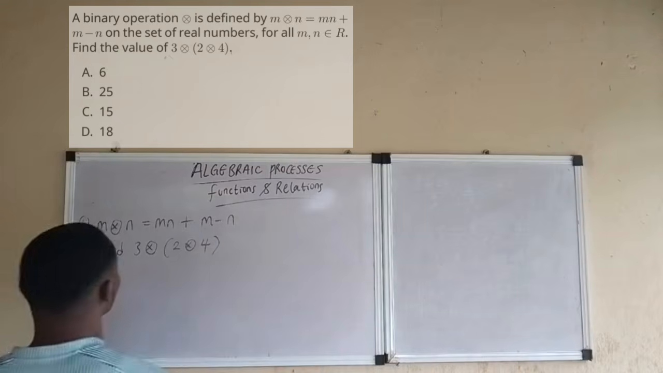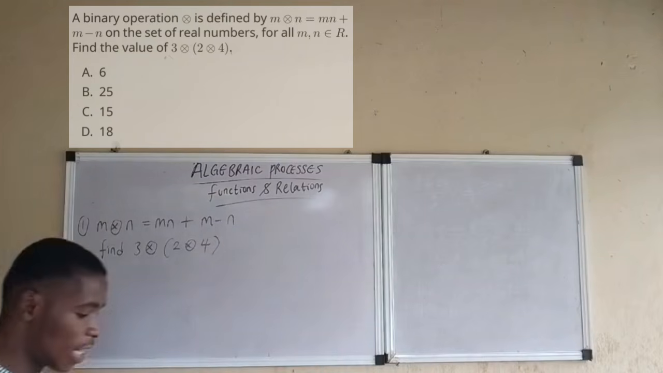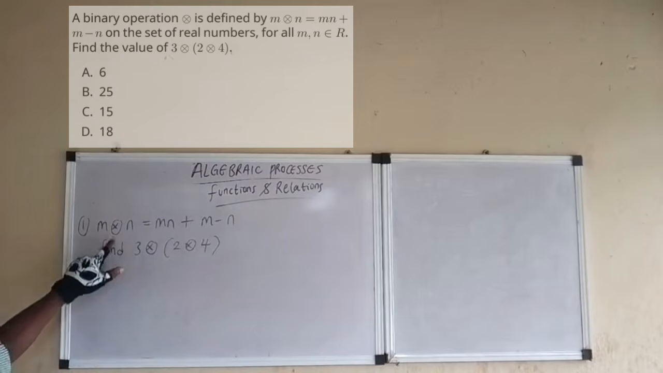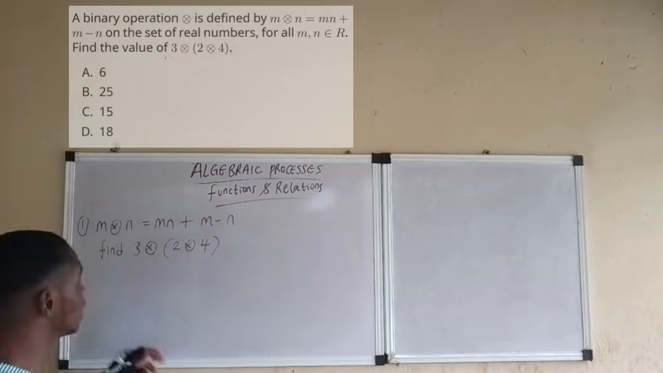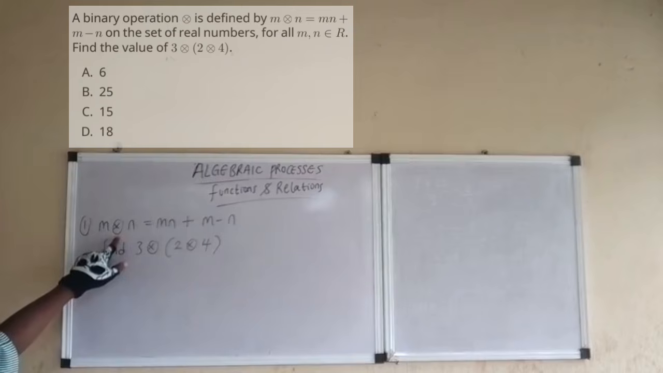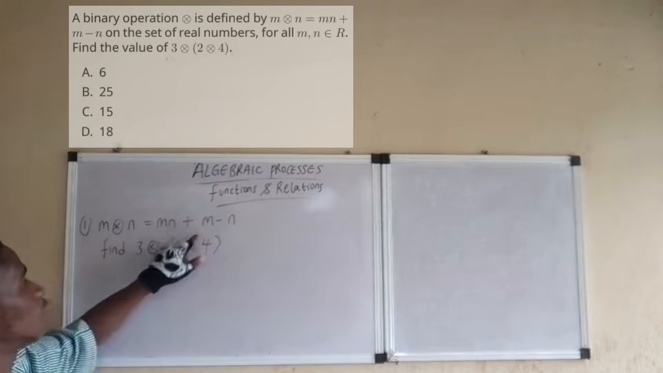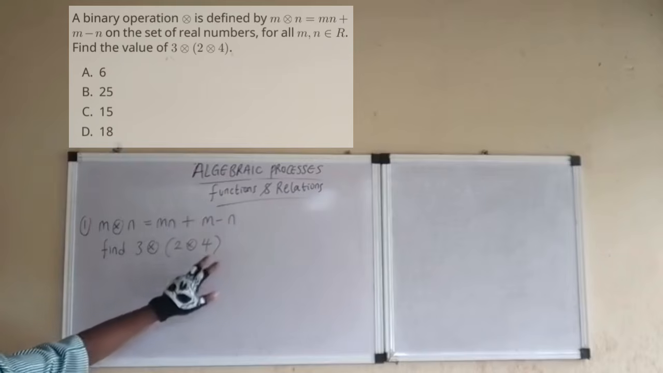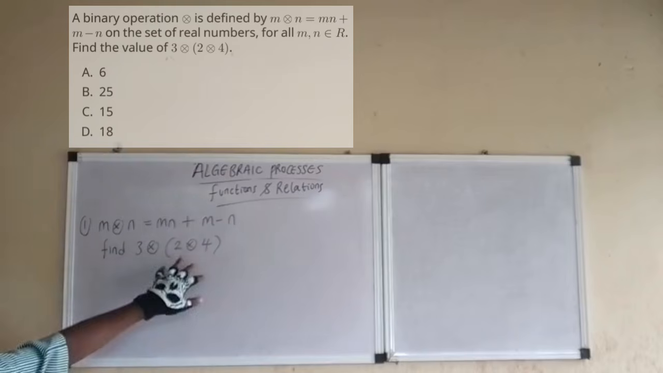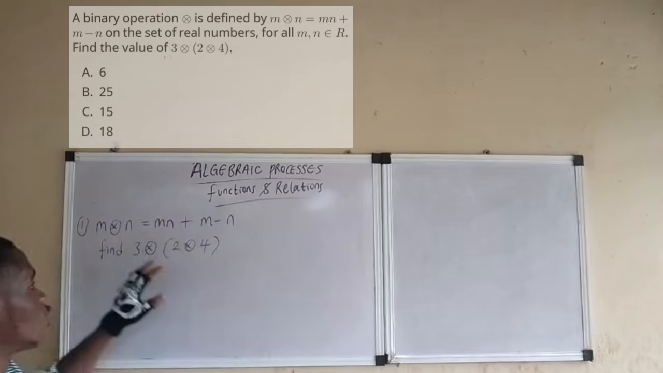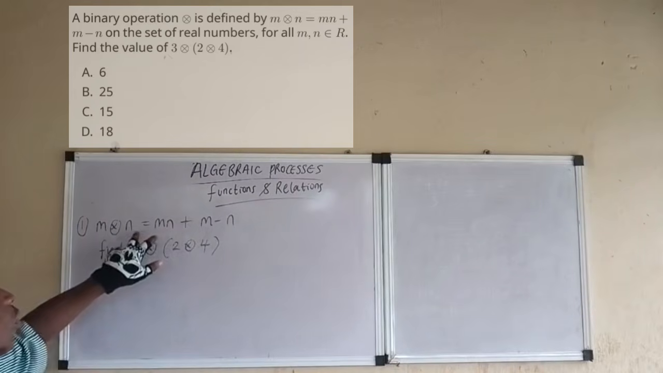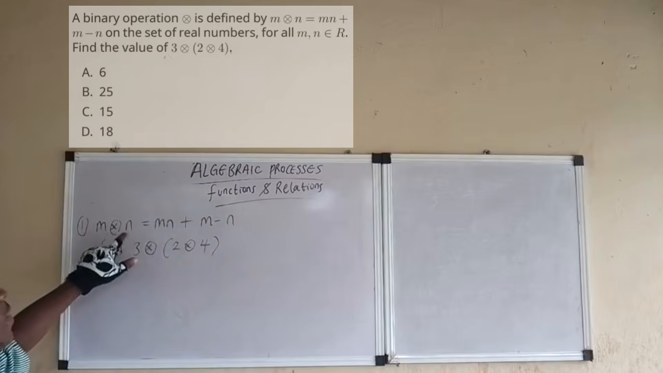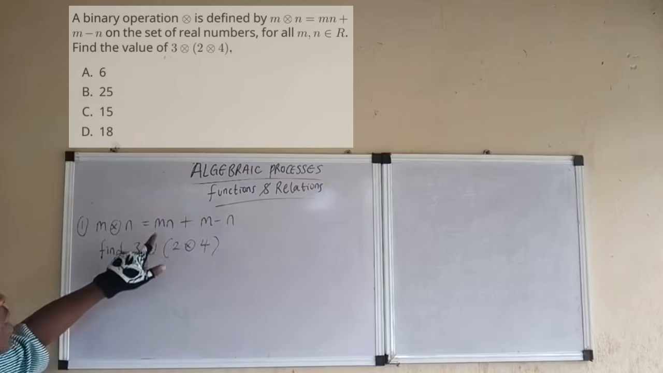Now this question is a binary operation, and as you can see, the question says a binary operation defined by this symbol here is given as m times n is equals to mn plus m minus n. I am asked to find 3 times open bracket 2 times 4. All right. Now, this symbol is not your normal multiplication. This symbol is governed by this operation. It means that anywhere you see m times n, make sure you expand or simplify it as mn plus m minus n.